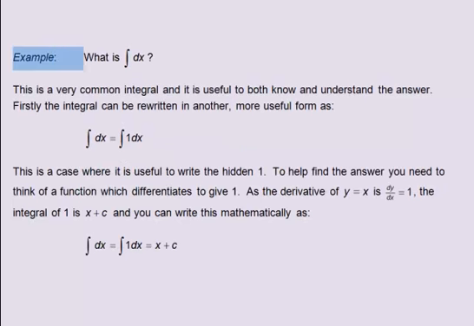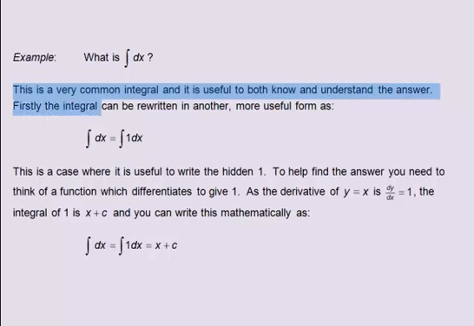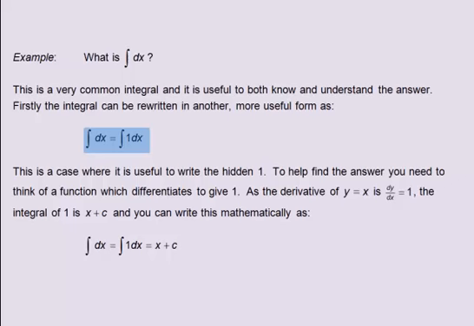Example: what is the integral of dx? This is a very common integral, and it is useful to know and understand the answer. Firstly, the integral can be written in another, more useful form as the integral of dx equals the integral of 1 with respect to x. This is a case where it is useful to write the hidden 1.